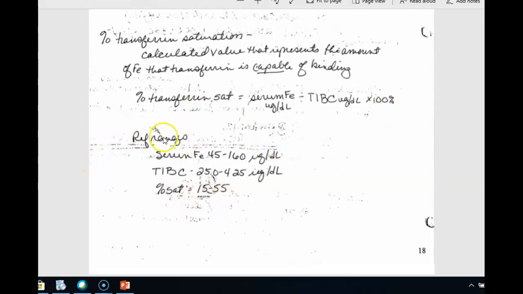So here are the reference ranges. Serum iron, 45 to 160 micrograms per deciliter, and the total iron binding capacity, 250 to 425 micrograms per deciliter. Percent saturation, again, 15 to 55.